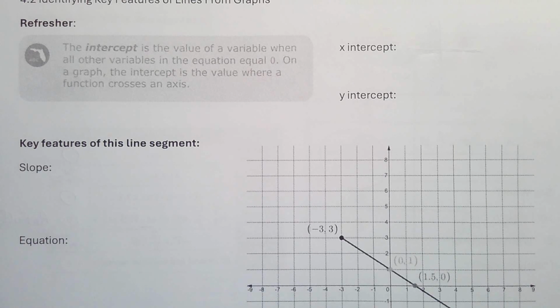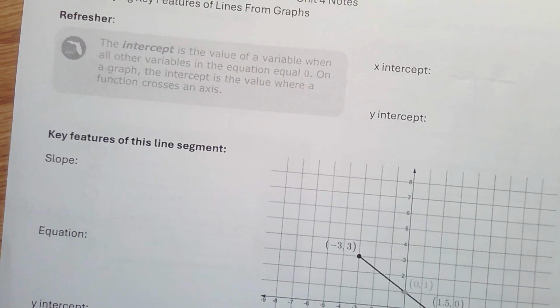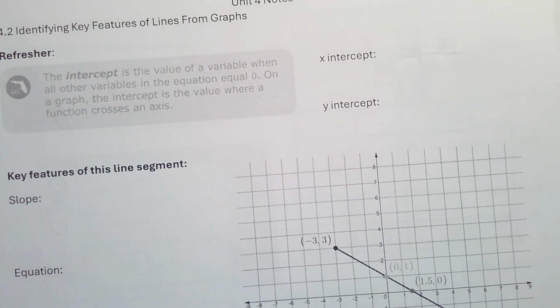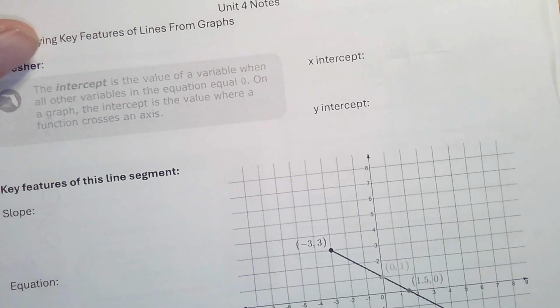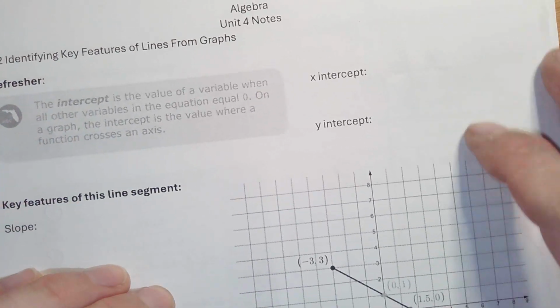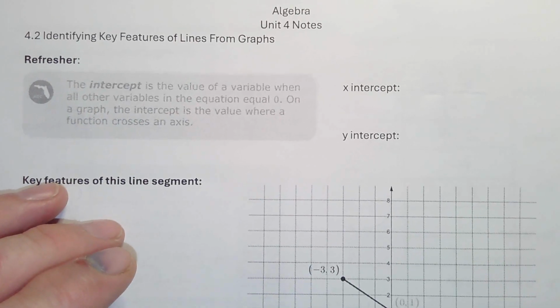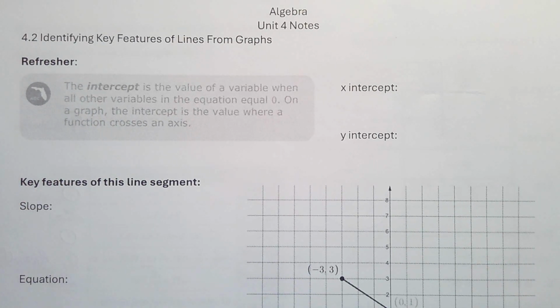Okay, so we're stepping a little bit away from the nuances of set builder notation and getting more into linear equations and getting more familiar with them. Building on what we learned from Unit 3, we're going to be revisiting what an intercept is.